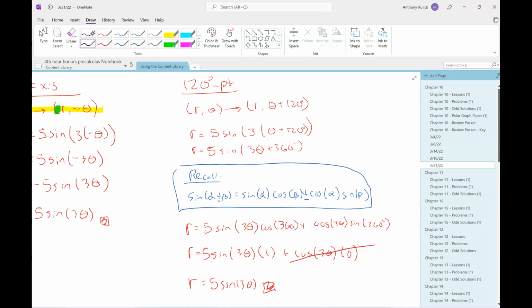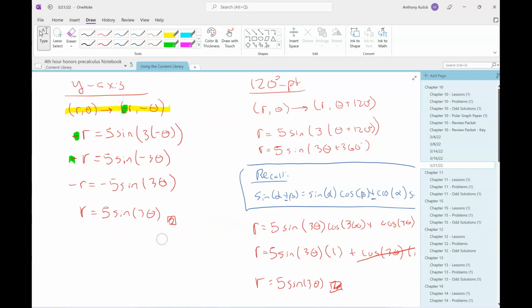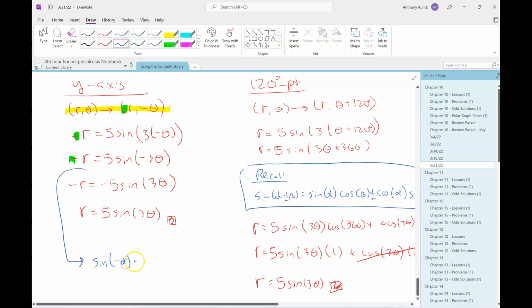So, what was the identity that you used specifically for the last few parts of getting the y-axis? This? Yeah. Sine of negative alpha equals negative sine alpha. It's one of the odd-even identities. Oh, yeah.